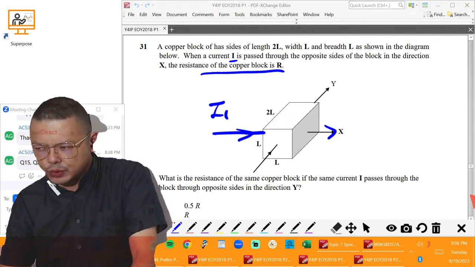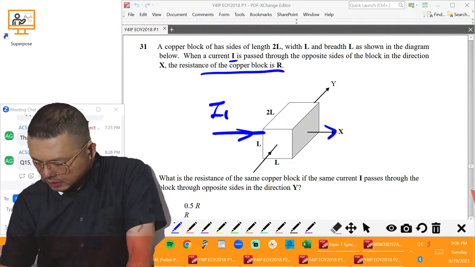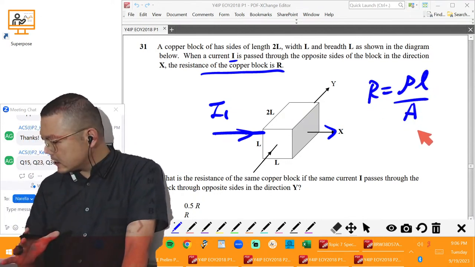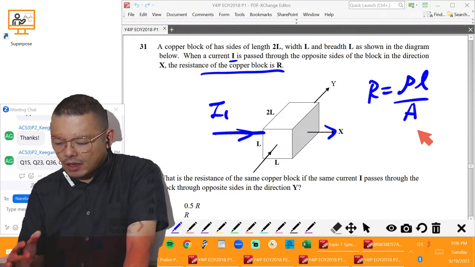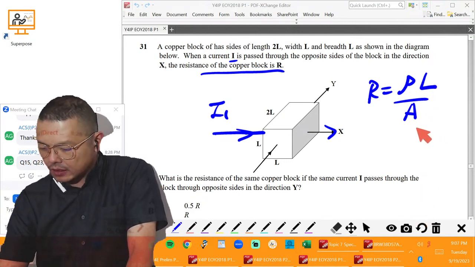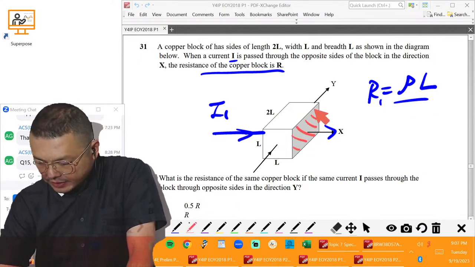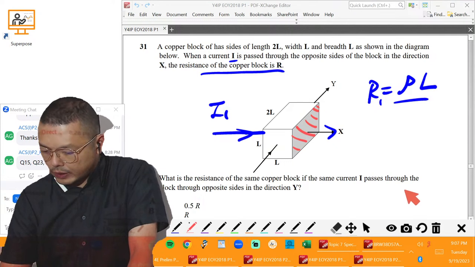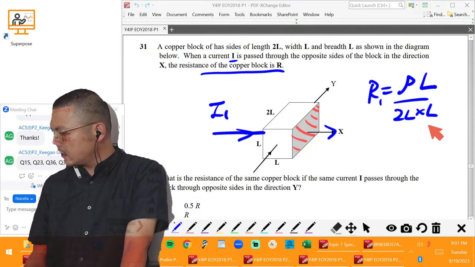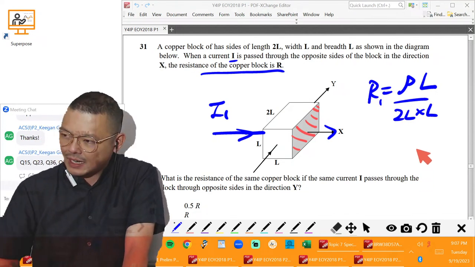What equation are you supposed to use here? Given physical dimensions of the conductor, resistance. Yeah, R equals rho L over A. Okay? So for I1, what is the L? It's literally the L. But what is the A? 2L squared. So the area will be this area here, which is 2L times L. Correct? Okay, good. Let's leave it there first.